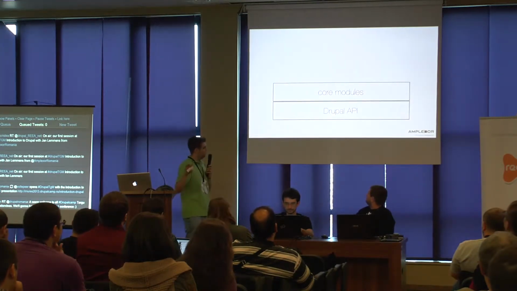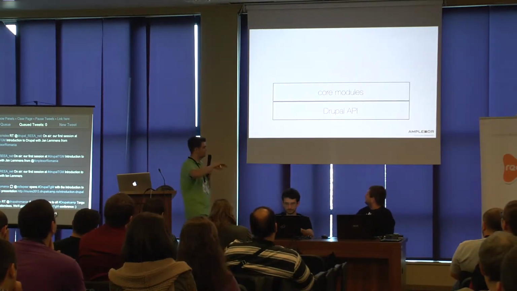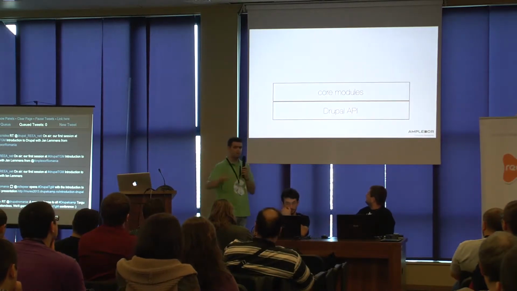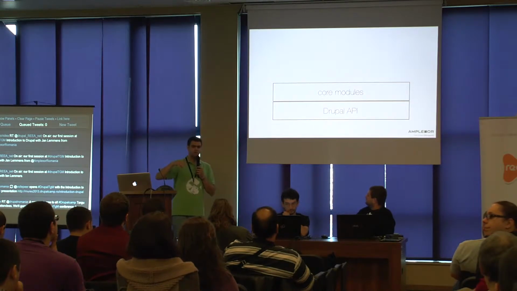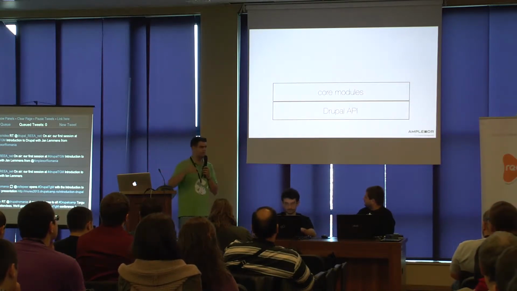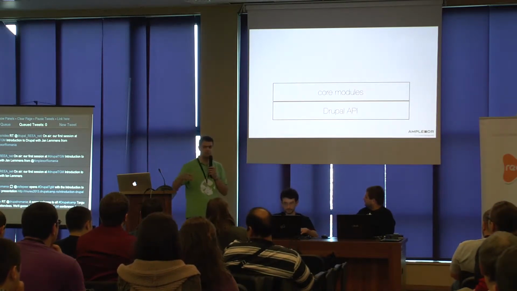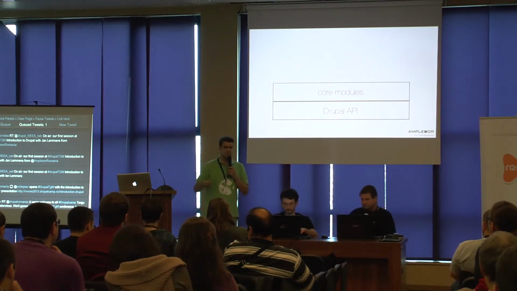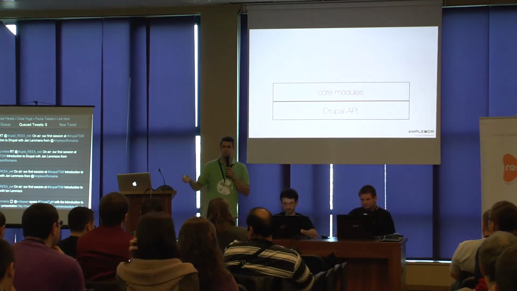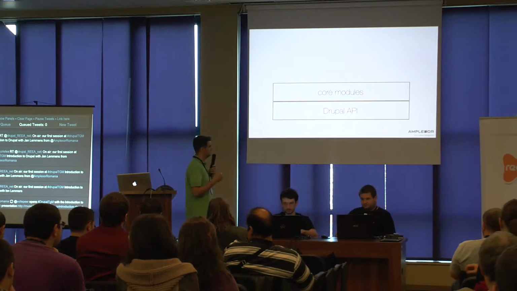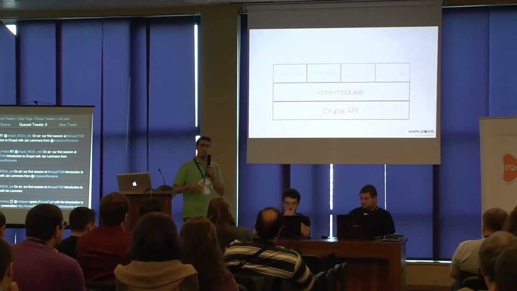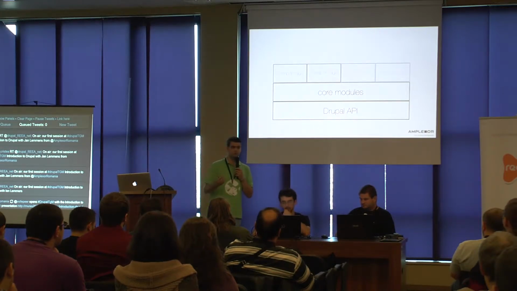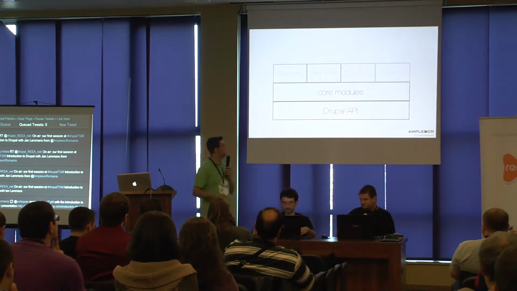So let's take a look at how the modules compare to the core. First of all, you have the Drupal API at the bottom. On top of that, there are some core modules which are provided with the product. For example, taxonomy is a core module to do classification. Comments is a core module. User is a core module. On top of that, you can add extra modules. Those are called contributed modules, or you can also add your own modules, which are called custom modules.